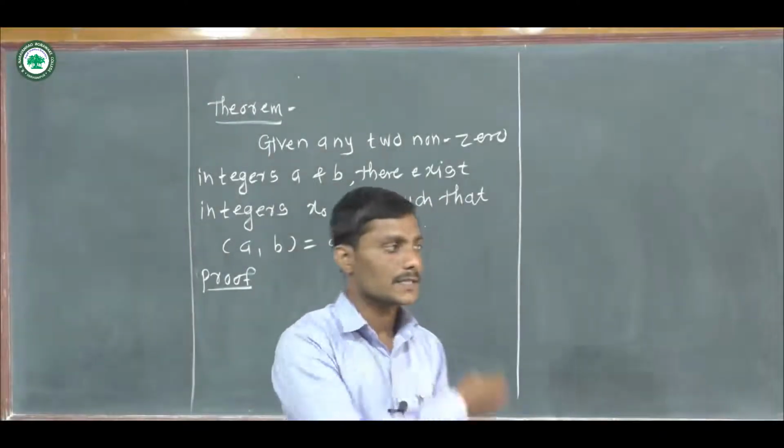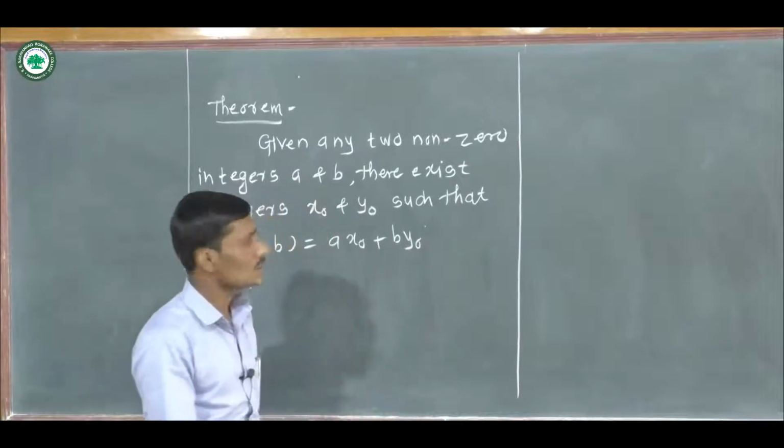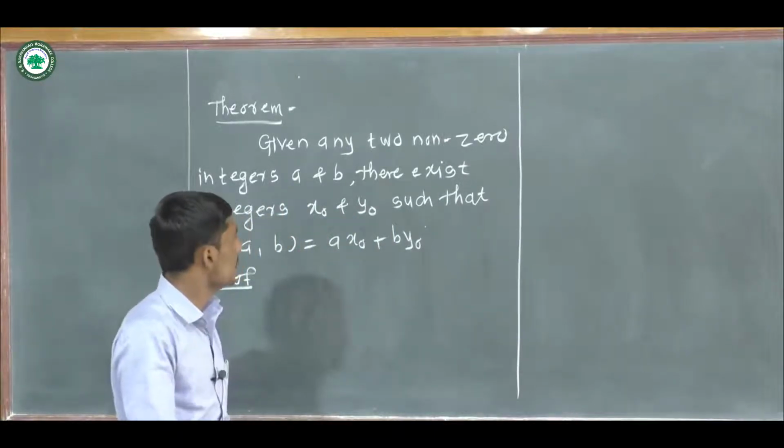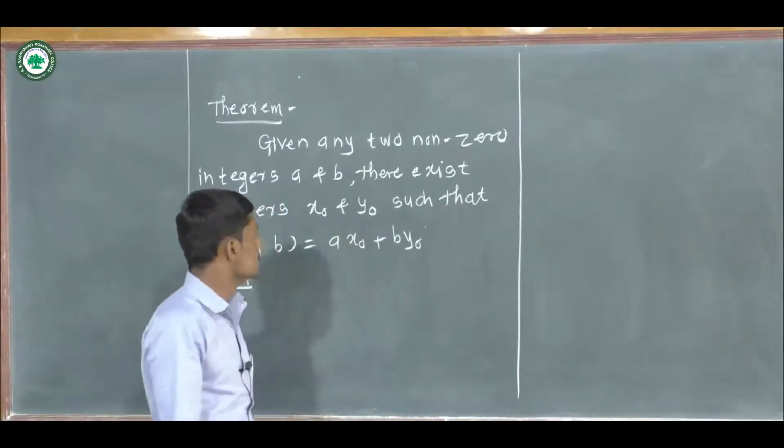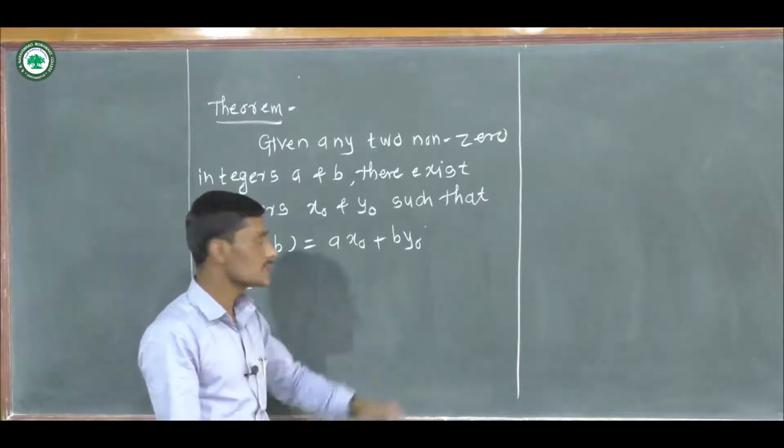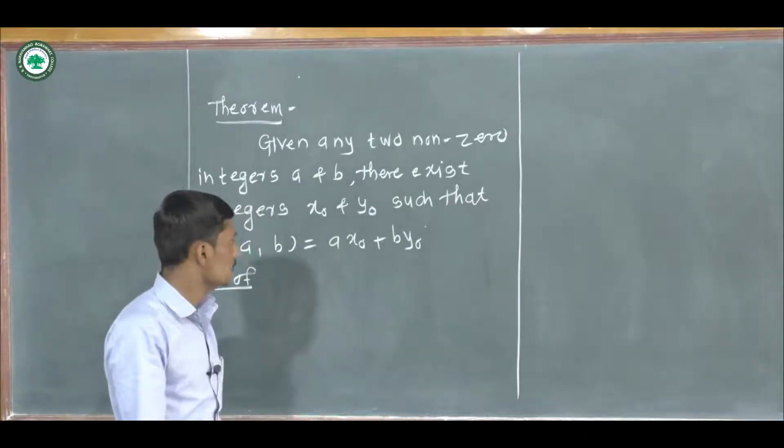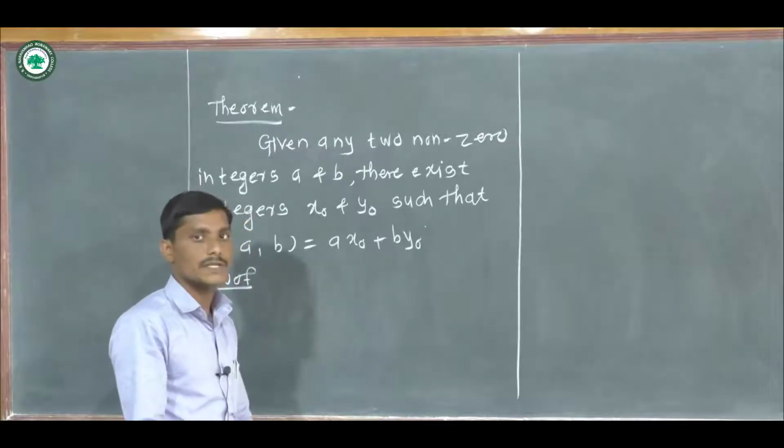Today we will discuss a theorem. Given any two non-zero integers a and b, there exist integers x0 and y0 such that GCD of a and b is equal to ax0 plus by0.